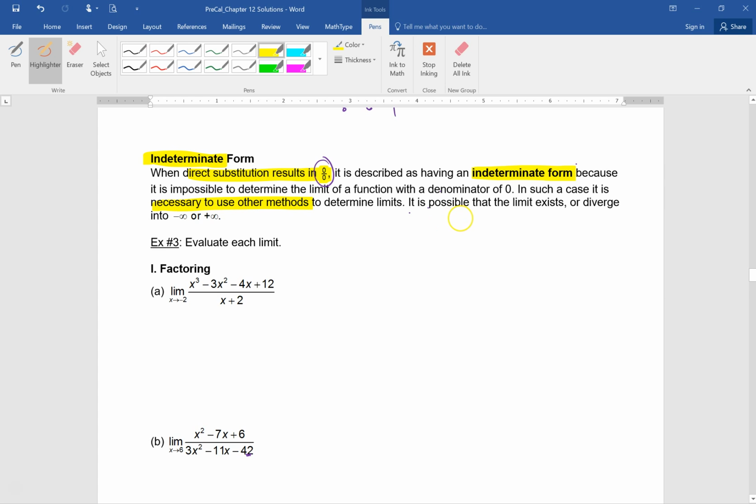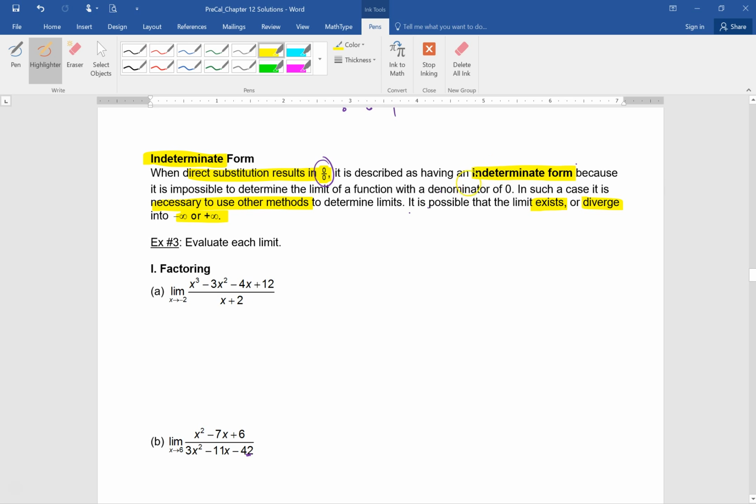It is possible. Now, when you do this, there are three cases. It's possible that the limit exists, or it'll diverge. Remember diverging? So you'll either get that the limit exists, or you'll get positive or negative infinity, which means it diverges. All right, so let's repeat. This is when you plug in a number and you get 0 over 0. I'm not talking about any other thing. I'm not talking about 0 over 5. I'm not talking about 5 over 0. I'm talking about 0 over 0. Okay?